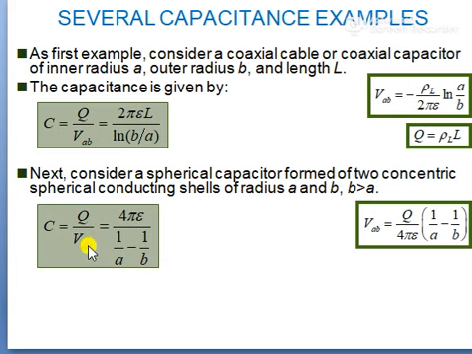VAB is the potential, that is minus integration of E dot dl. For the spherical case E is Q by 4 pi epsilon r square in the direction a r, and dl is dr. After integration we get VAB as Q by 4 pi epsilon into bracket 1 by A minus 1 by B. Substituting this, with Q as it is, we get the capacitance as 4 pi epsilon divided by 1 by A minus 1 by B. This is the equation for the capacitance of a spherical capacitor.